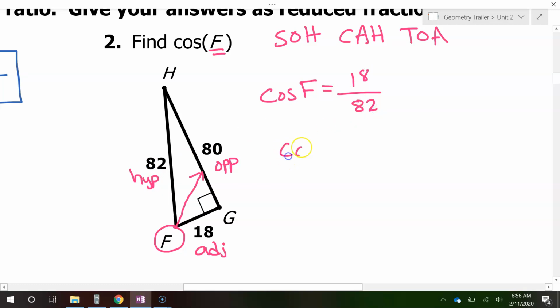All right, we need to reduce these fractions. Okay, so half of 18 is 9, and half of 82 is 41.